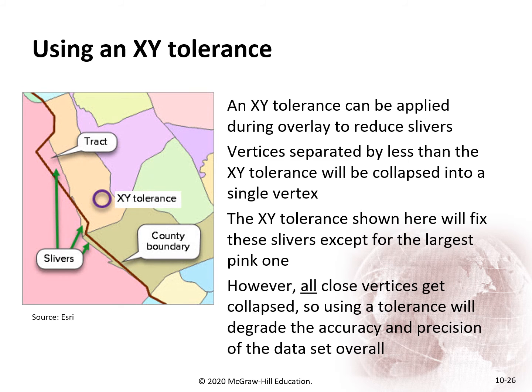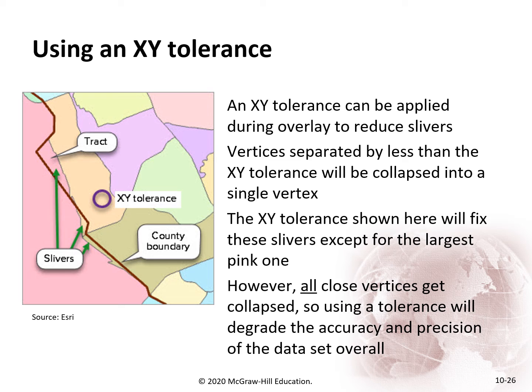You can control a lot of this with XY tolerances. They can be used when you're developing things to reduce slivers when you do your overlays. So if something should line up but it's not, you can kind of make it shimmy around there a little bit to help. The XY tolerances that we're talking about in this example, as you see here, will fix everything except for that really large pink one because it's just too big.